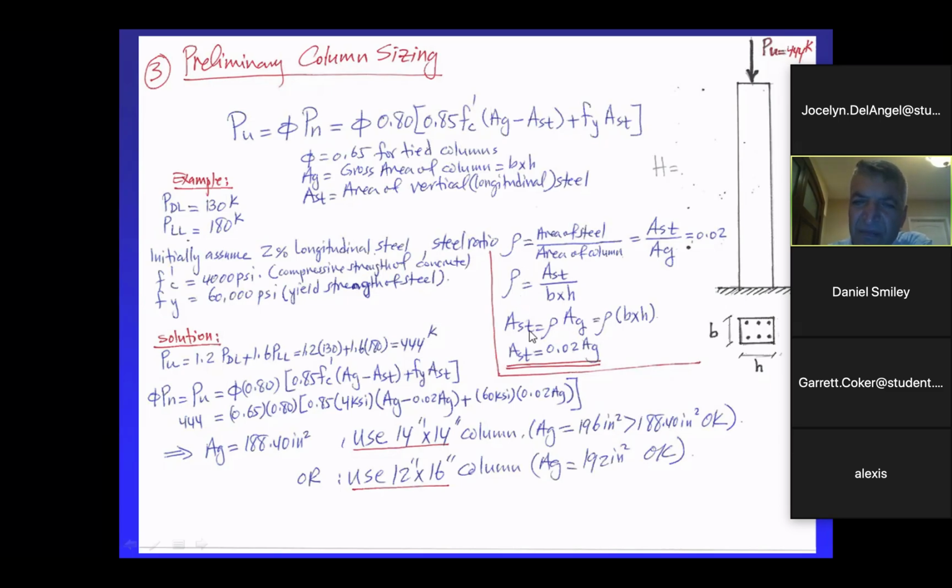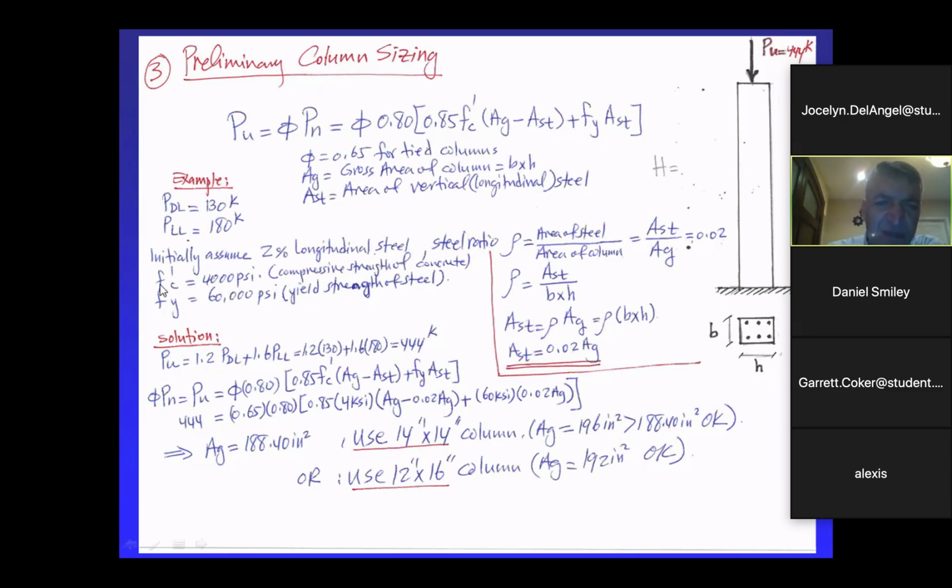If I cross multiply, remember AST equal rho times BH, but what's BH is AG. So rho equal AST over AG. I said rho is 0.02, so AST equals 0.02 A sub G. All right? Just follow the numbers for now. Believe me, I'll derive it for you, no problem.